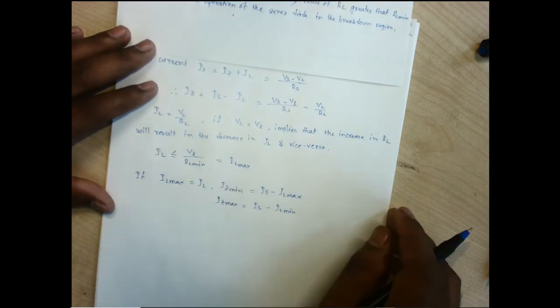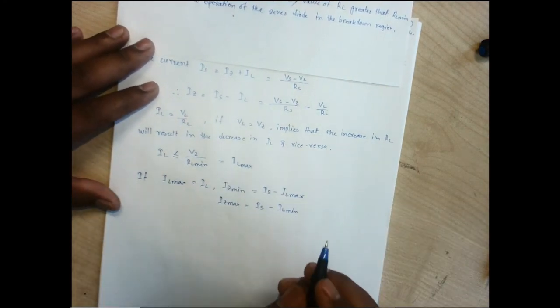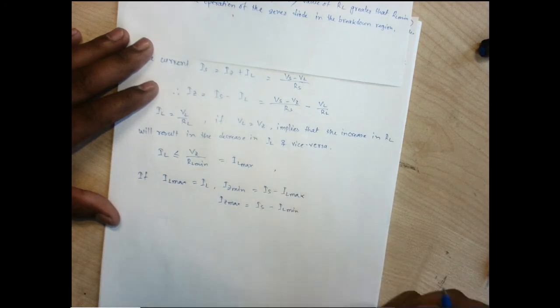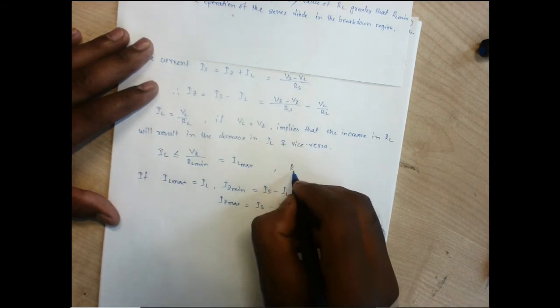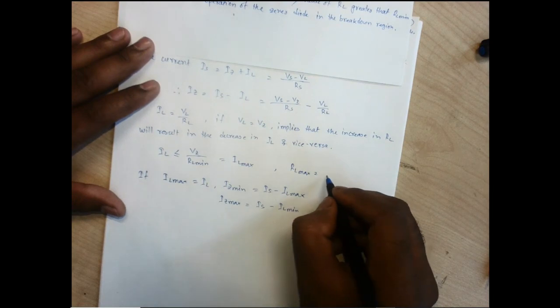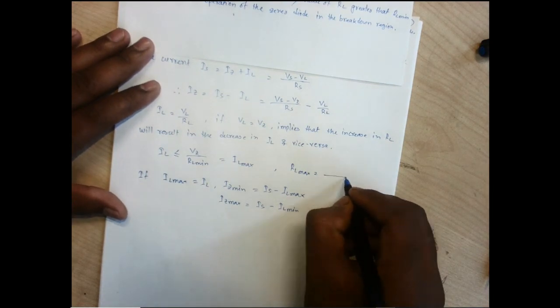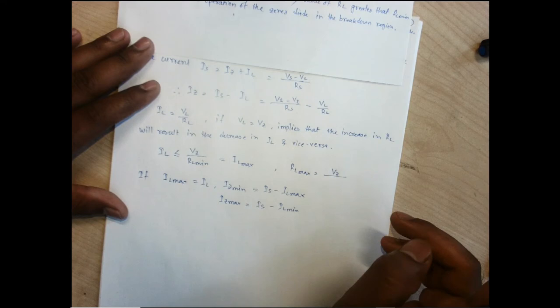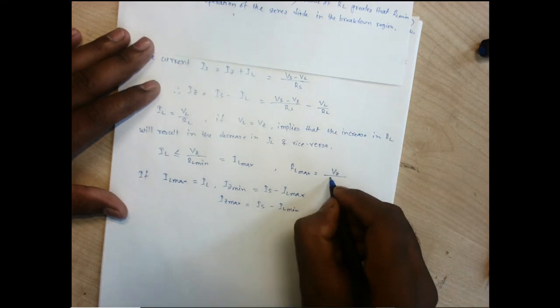So if we have achieved our RL min for the IL max, we can also take out this RL max for a particular IZ min or IL min, that is VZ. We must write VZ, because after the breakdown region, the VZ is the same as the load voltage, and that gives our IL min.